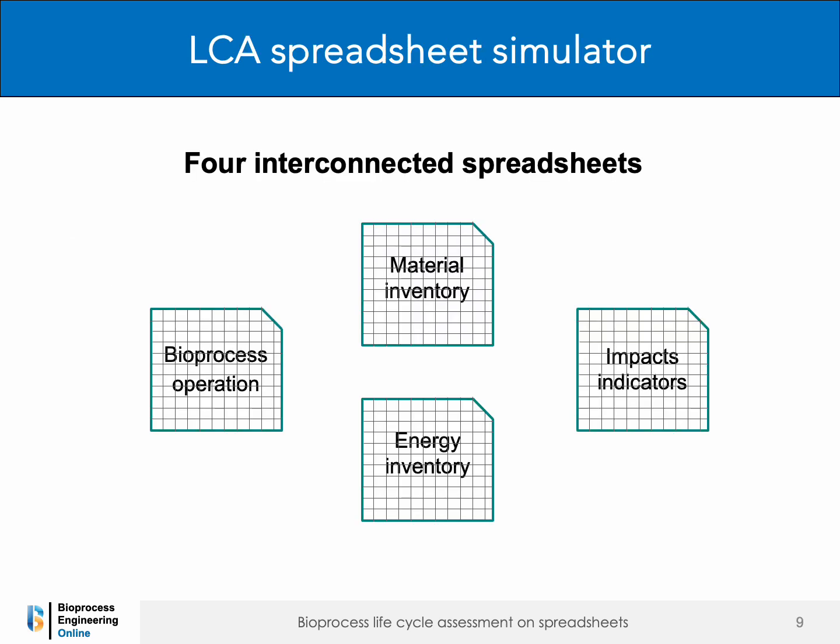Bioprocess lifecycle assessment simulation models are optimally crafted through spreadsheet software. Typically, the LCA simulator comprises four interconnected sheets: bioprocess operation, material inventory, energy inventory, and impact indicators. Within the spreadsheet, the bioprocess operation conditions, outlined in the first sheet, are leveraged to compute both the bioprocess materials and energy inventories. These inventory results are then utilized to calculate the environmental impact indicators generated by the bioprocess.